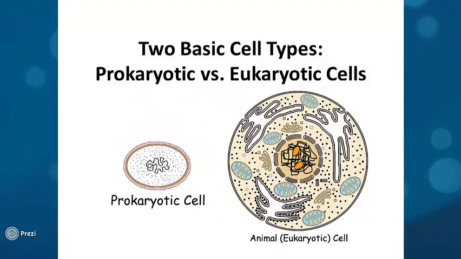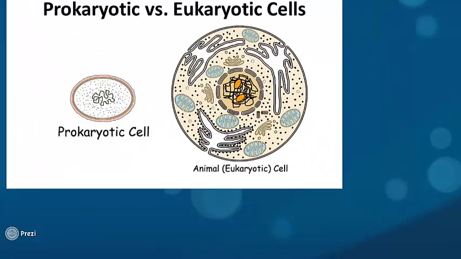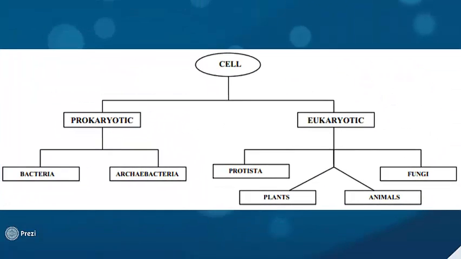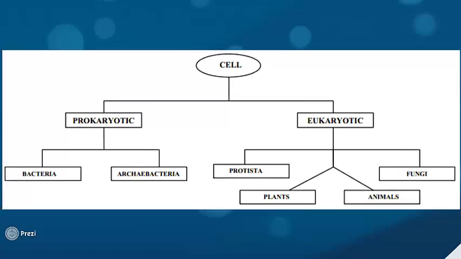Cell types. Cell biology divides cells into two basic types, prokaryotic and eukaryotic cells. Another name for prokaryotic cells is simple cells, and for eukaryotic cells, complex cells. Examples of prokaryotic cells are bacteria and archaebacteria, and eukaryotic cells divide into protista, plants, animals, and fungi.